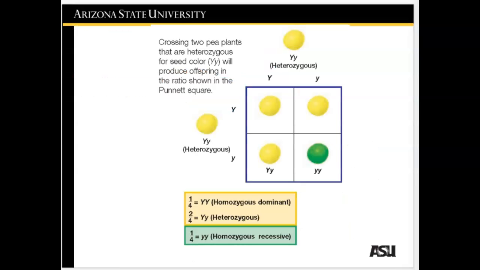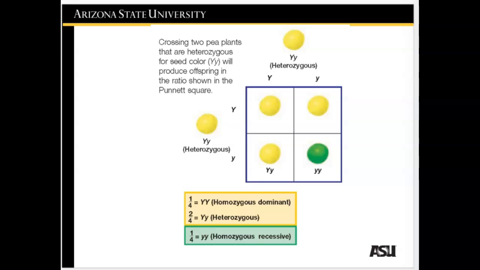Let's try another problem. This time we will look at seed color. If we cross two heterozygous yellow pea plant seeds, the genotype for each would be big Y, little y. Although I would try not to use Y since it looks the same in upper and lower case, especially with handwriting. When we cross the heterozygotes, we would expect a 3:1 ratio of dominant to recessive in the phenotype.